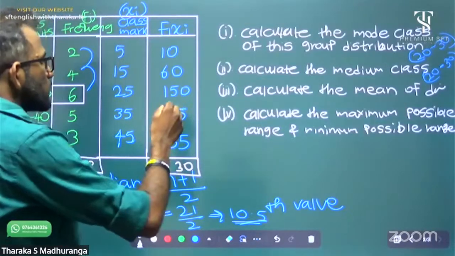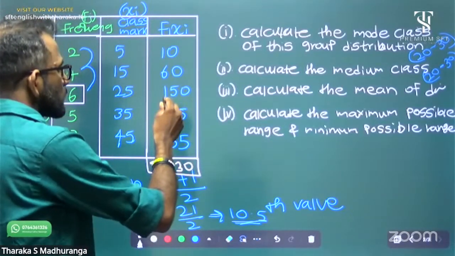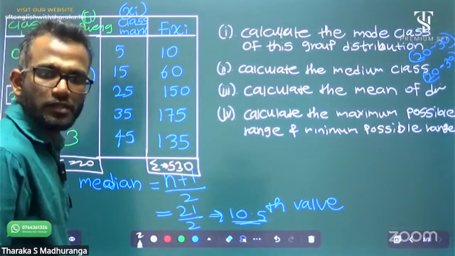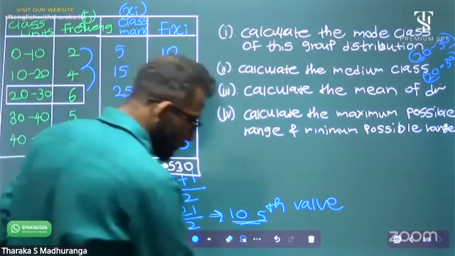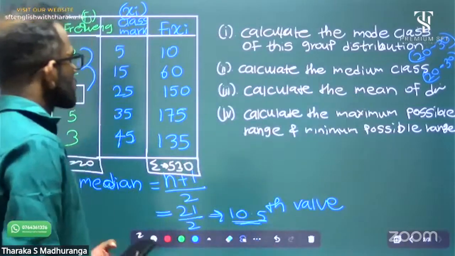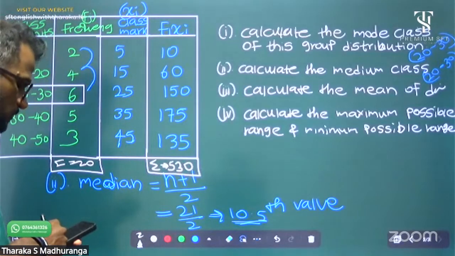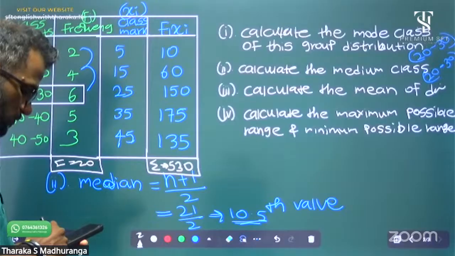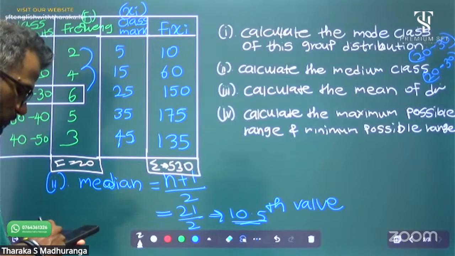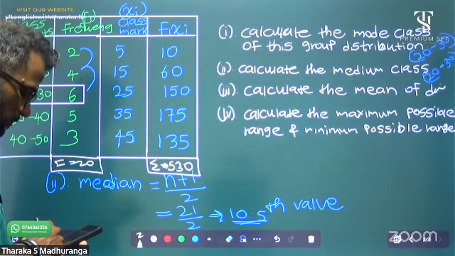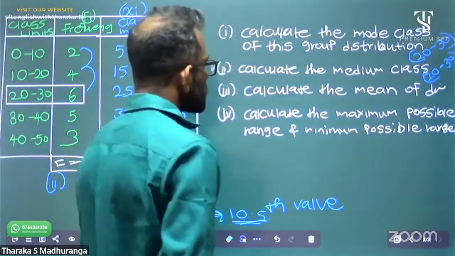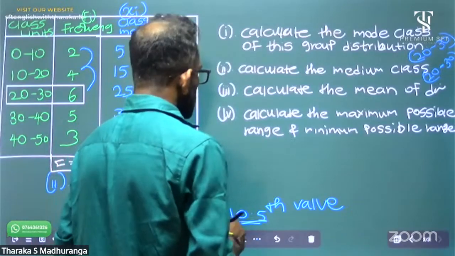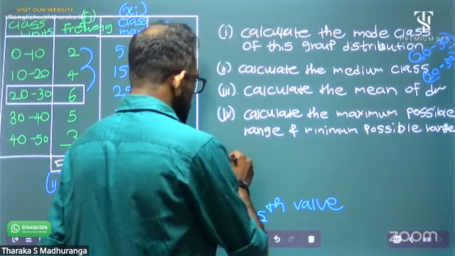Then 530, am I correct? Please check all values. 530 or 430? 530, right? Okay, now remember, clearly write down your answers. I am writing in different places.